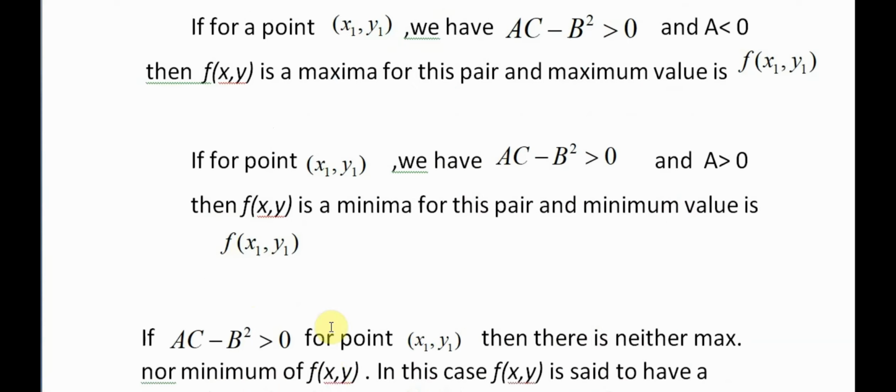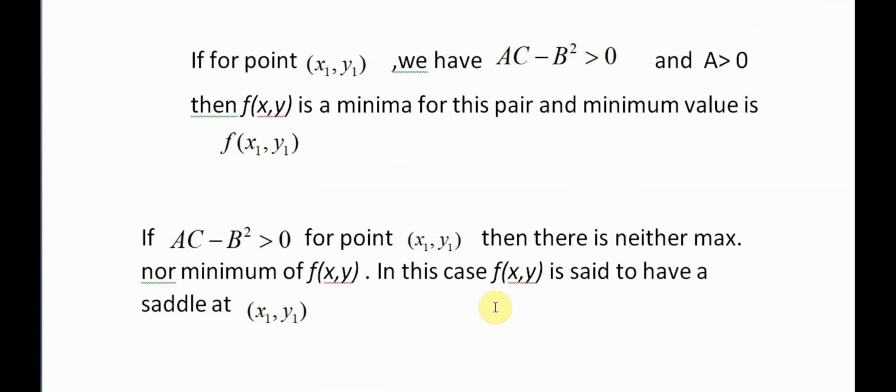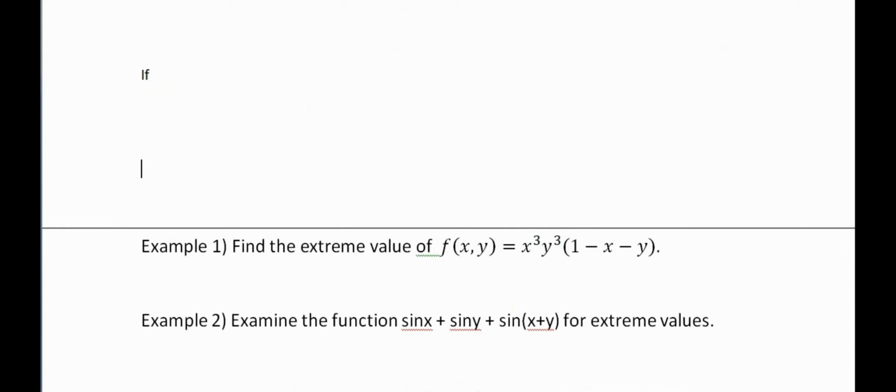Many students ask what happens if ac minus b square is less than 0 for the point (x1, y1): then there is neither maximum nor minimum. If there is no maxima and minima, then we say the function has a saddle point at (x1, y1). So like this we have the following steps. Now we'll go to the example.